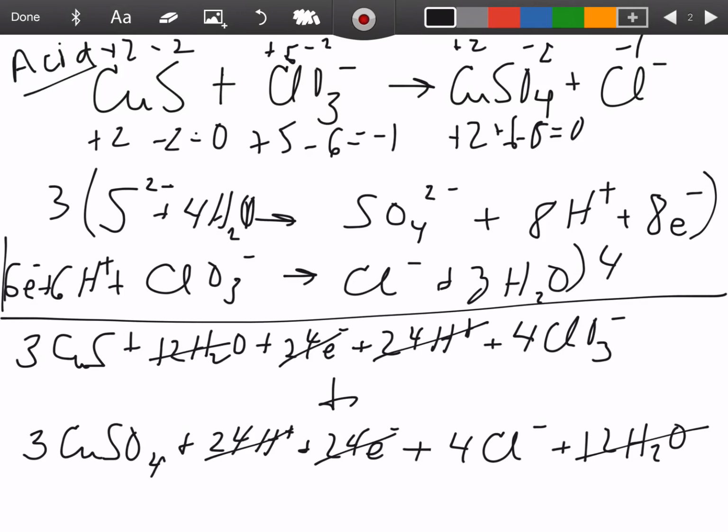That's going to give me, for my balanced overall reaction, 3 CuS's plus 4 ClO3s with a negative charge. That's going to give me 3 copper sulfates and 4 chlorides. So that is my balanced chemical equation.